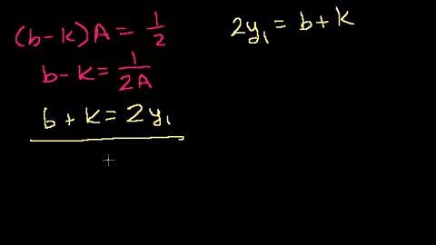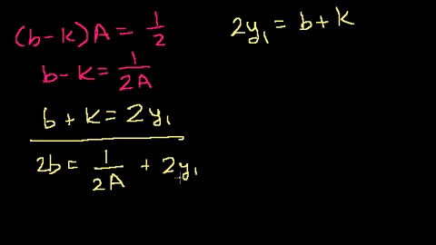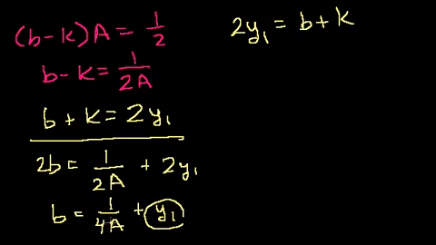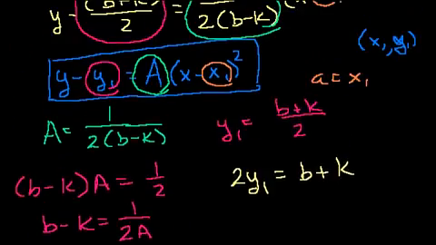And so you add them, and you get 2b is equal to, the k's cancel out, I'm just adding these two equations, 1 over 2A plus 2y1. And b, remember, was the y coordinate of our focus, is equal to, divide everything by 2, 1 over 4A plus y1, which is interesting. It tells us that we take the y coordinate of our vertex and we add 1 over 4A to it, which is exactly what happened last time, right?